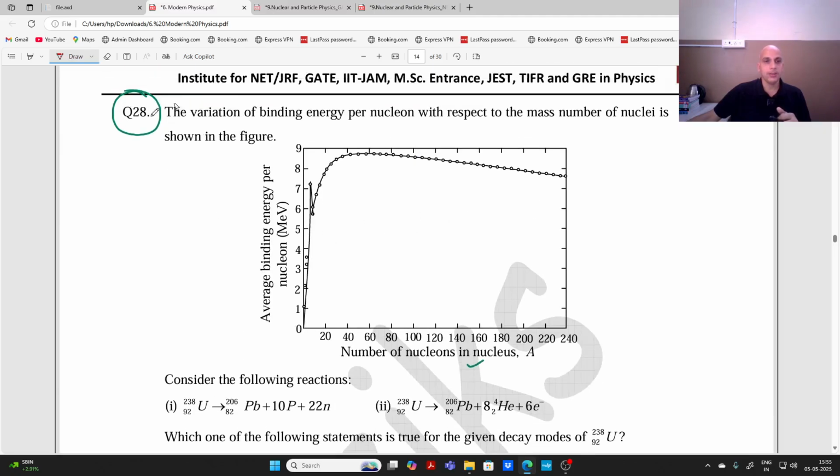Now, this is the question that is again from the binding energy per nucleon graph, right?